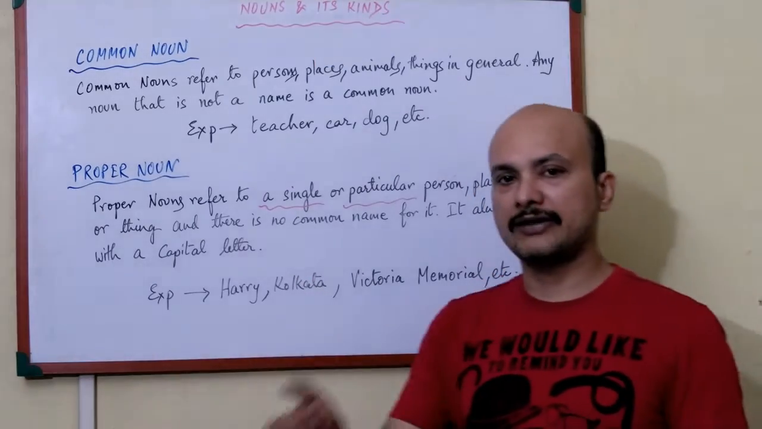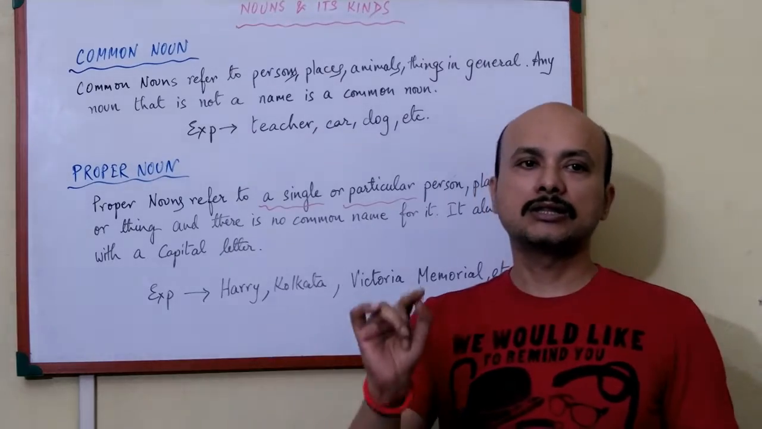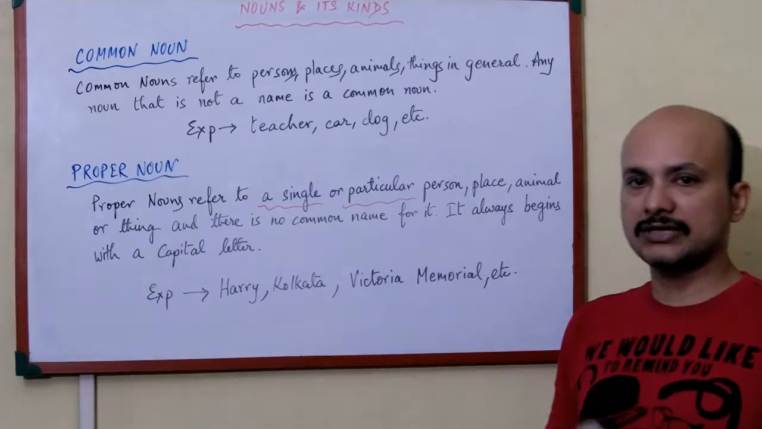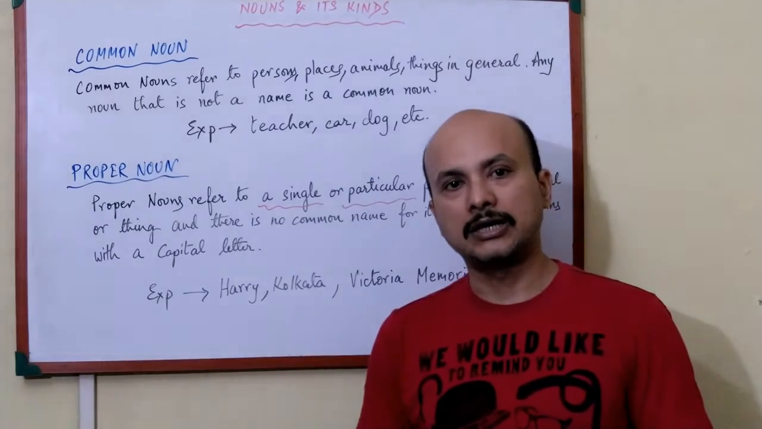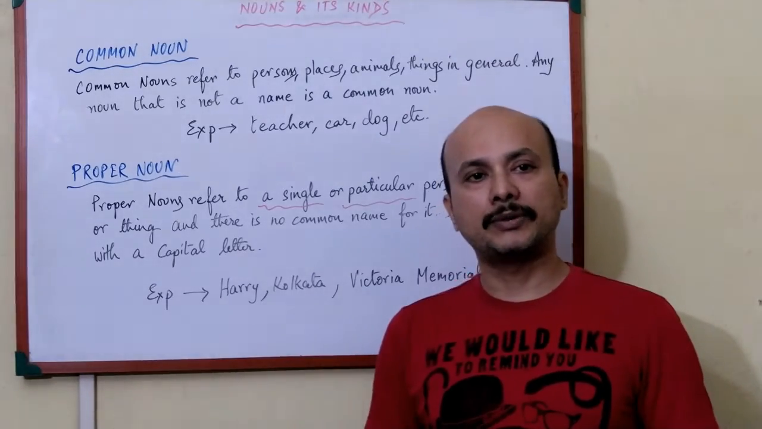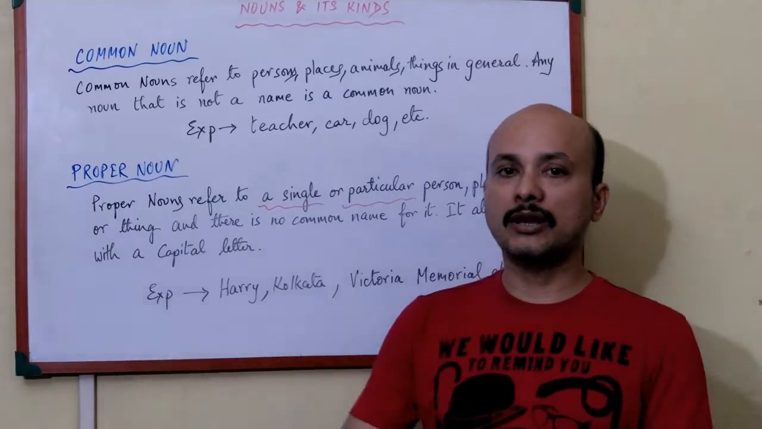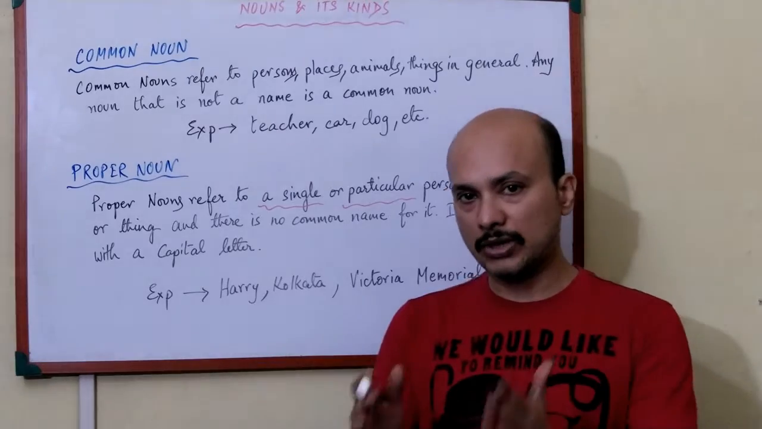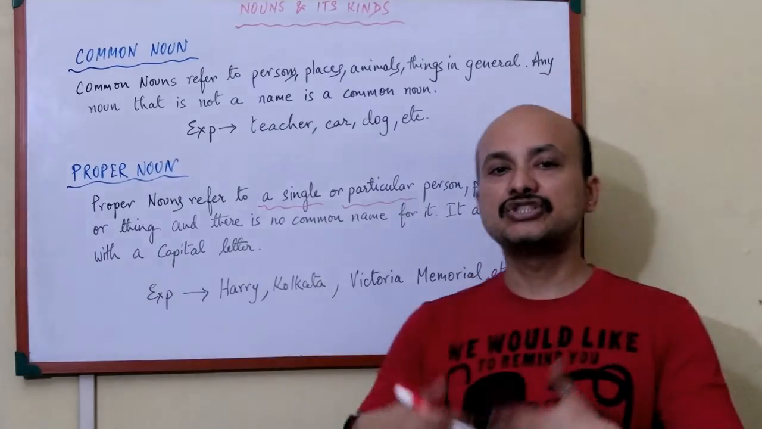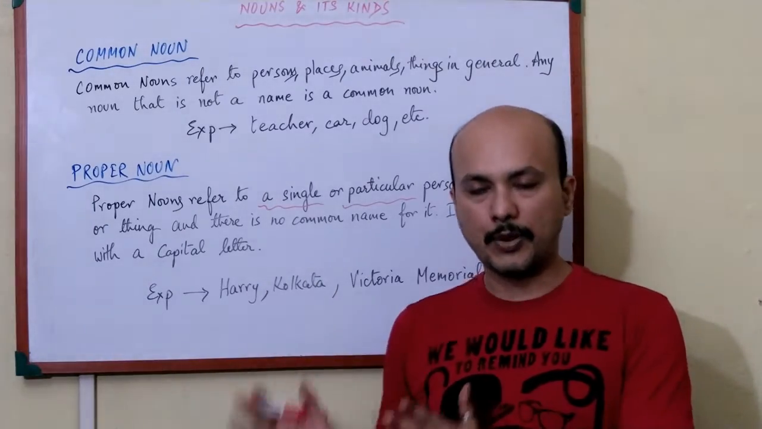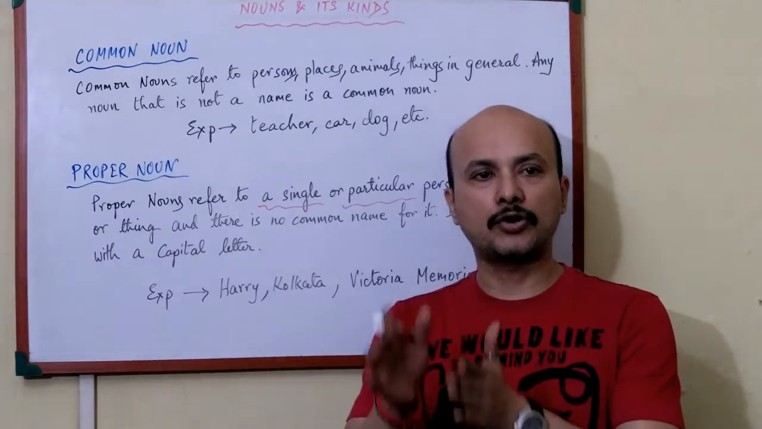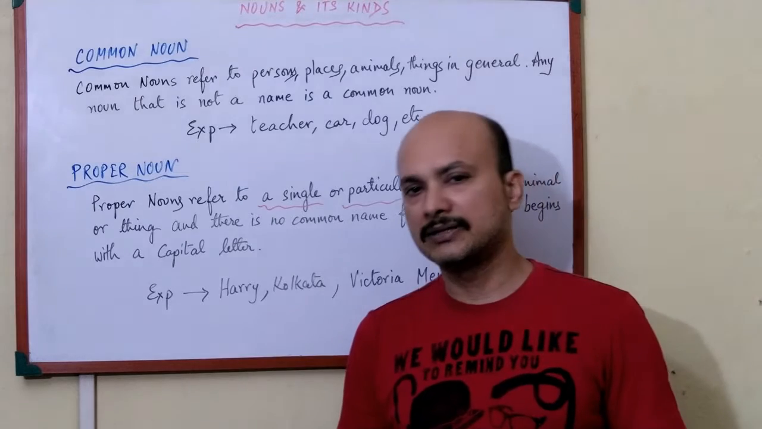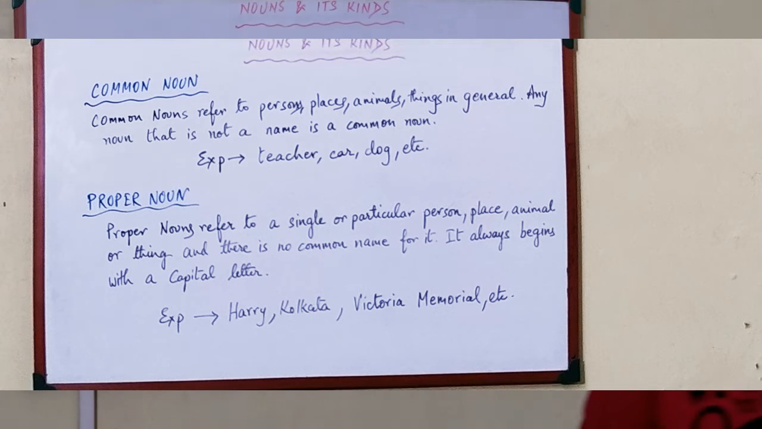Similarly, when I say Kolkata, I refer particularly to the capital of West Bengal. Next, Victoria Memorial, of course, another renowned monument of Kolkata. I refer to a particular monument. I do not say monument. I say Victoria Memorial. I point out that particular monument. So I generalize in common noun. I particularize in proper noun. I particularly refer or pinpoint to that particular person, place, animal, thing, whatever it is.